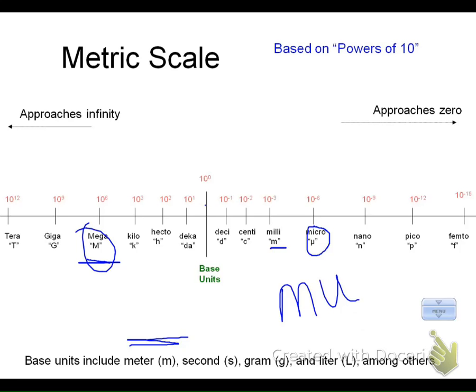The metric scale, remember, reflects measurements, actual values. You can't have a negative value for a measurement. Therefore, the scale only approaches zero. It gets tiny and tiny and tiny fractions. All right, now we are ready to do some practice.